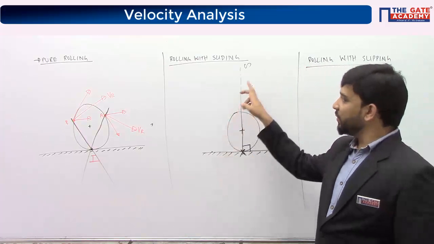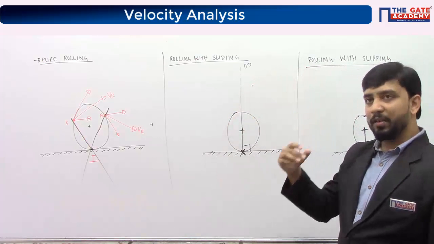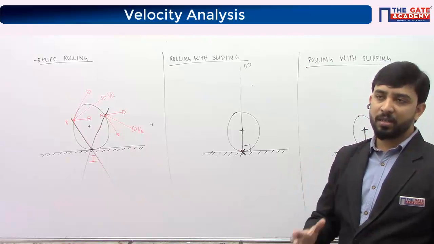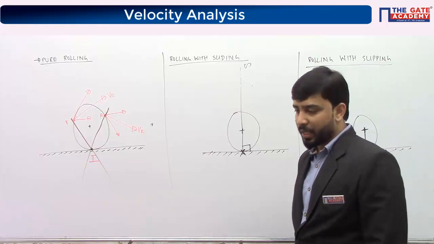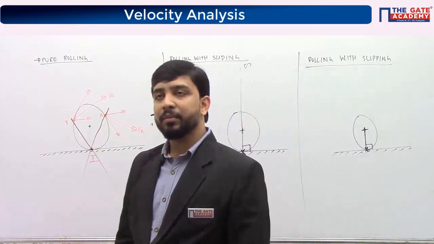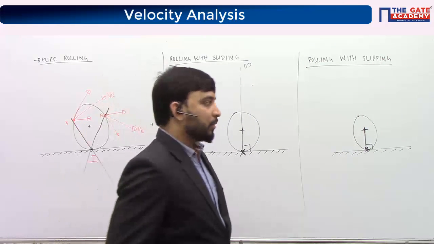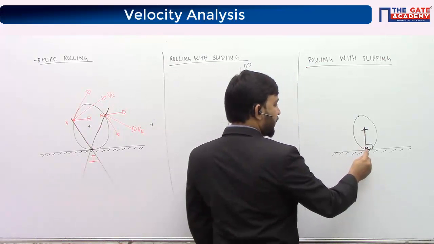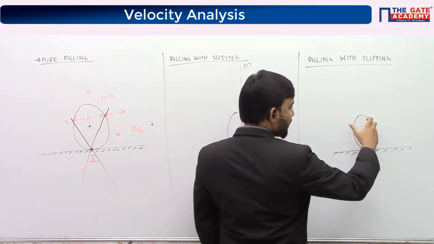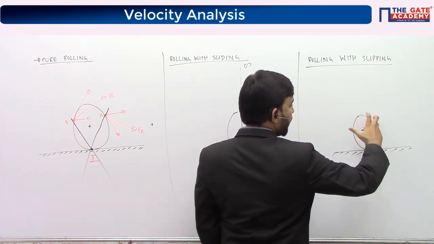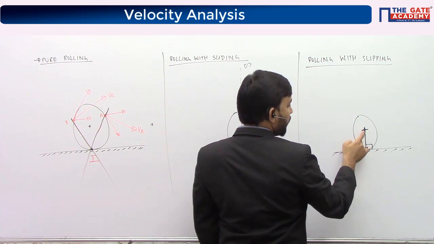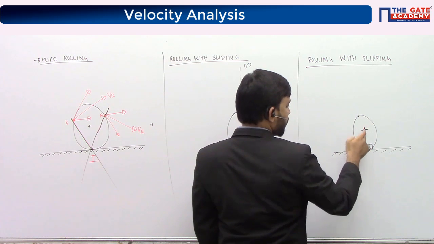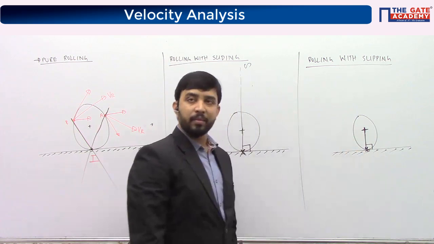Rolling with sliding and rolling with slipping, these two are indefinite motions. We cannot exactly locate the I centers, but we can specify the region where the I center may lie. For pure rolling motion, the instantaneous center lies here. But if the disk is slipping, it rotates about the center but does not move forward. For slipping, it lies at the center; for rolling, it lies here. So we say it lies somewhere along this line.